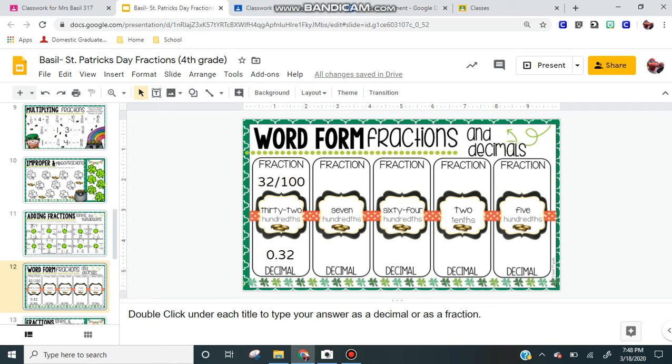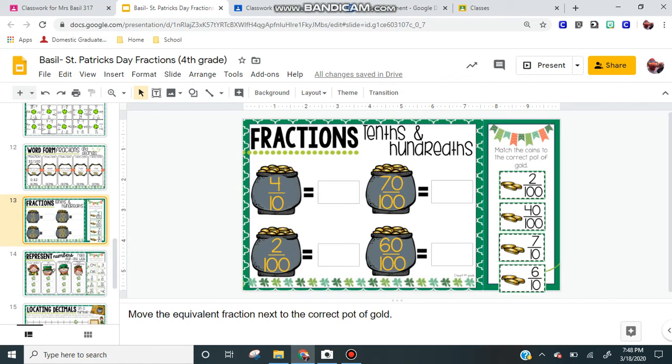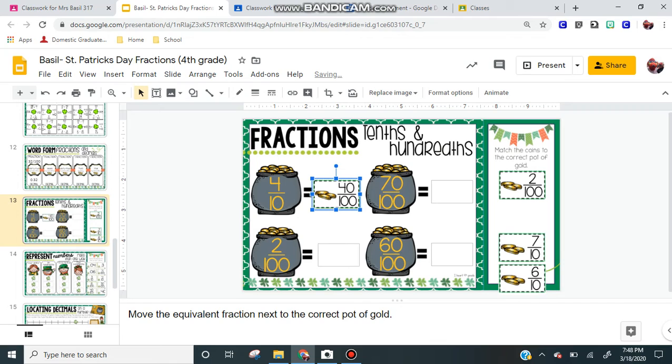We didn't get to this point. Just try your best. Write them as tenths and hundredths. So 4/10ths would be 40/100ths, because you're basically timesing both by 10. This 7/100ths, you're dividing both by 10, so it'd be 7/10ths.